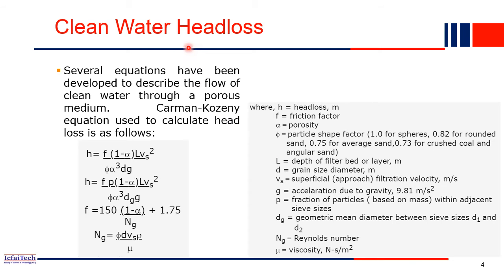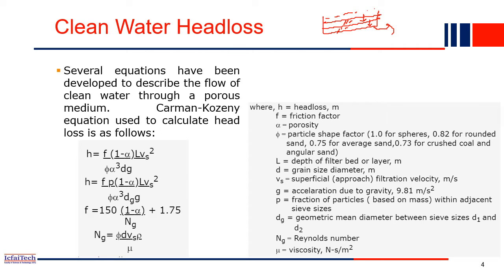So now the clean water head loss. Let me draw it here again. This is the rapid sand filter. You have different layers, right? The sand layer, and at the bottom you have the gravel layer, and here you have the water which needs to be treated. This water will percolate through these two layers and ultimately be deposited into the clean water, right?